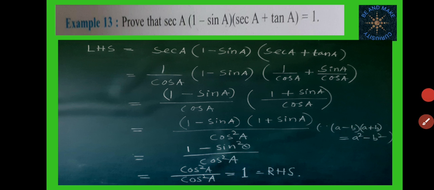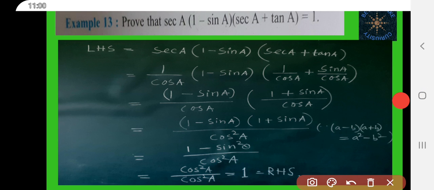Now we are going to solve some problems based on the trigonometric identities. Okay. Here: sec a into 1 minus sin a, times sec a plus tan a, is equal to 1. We have to show left side is equal to right side.